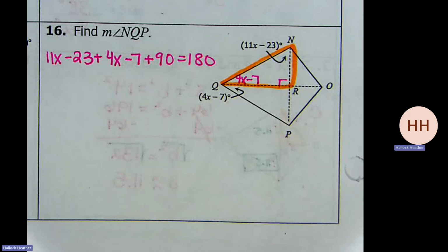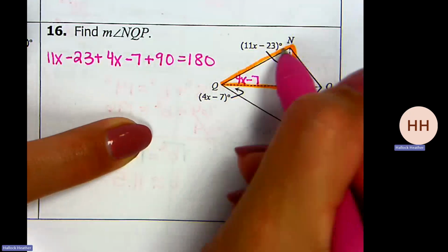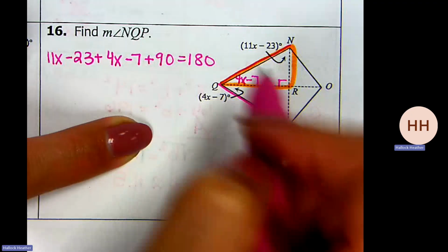Because once you get x, you can plug it back in to find NQP, which is this whole angle, N to Q to P, this whole thing. So you're going to have this whole angle.